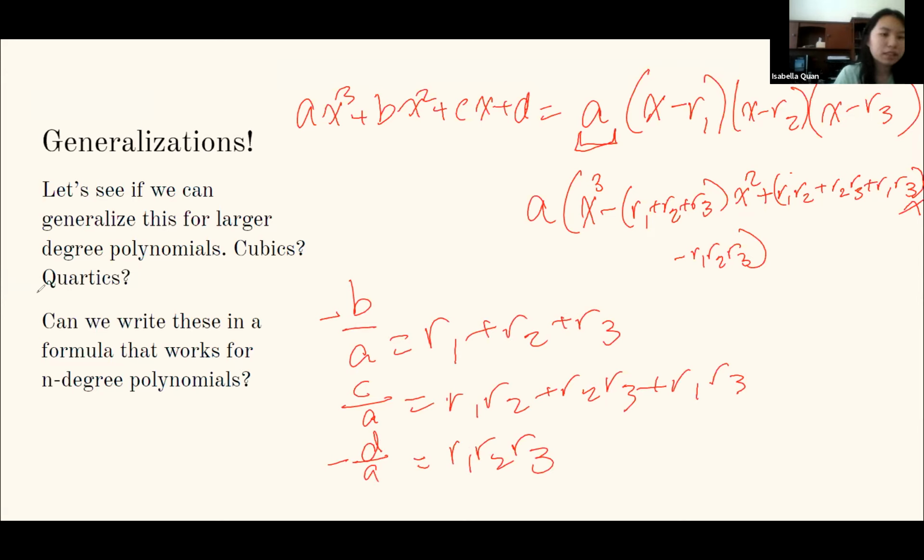So what would cubics be like? Not cubics, quartics. So fourth degree. This is third degree, this is fourth degree. And can we say something for n degree?